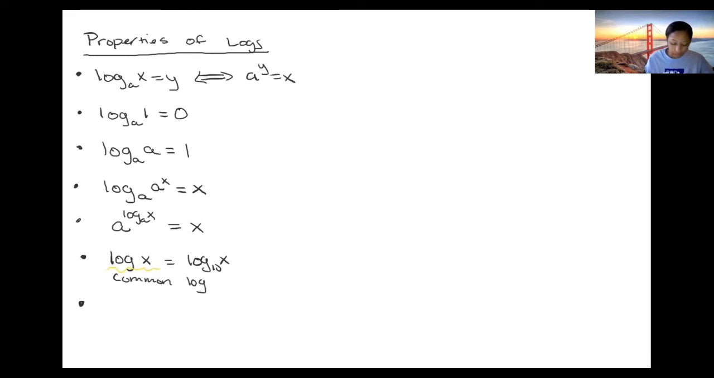Okay, and then the last one that has its own special notation is ln. ln of x, this is log base e of x. So instead of writing out log base e, we use the notation ln. And this one is called the natural log.